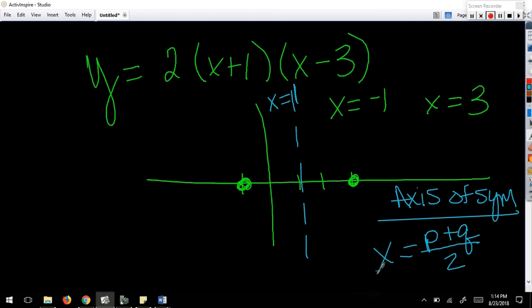Given that we know x equals 1 is the axis of symmetry, how would you then find where on that axis of symmetry the vertex lies? You would plug it in. Plug it in, plug it in.